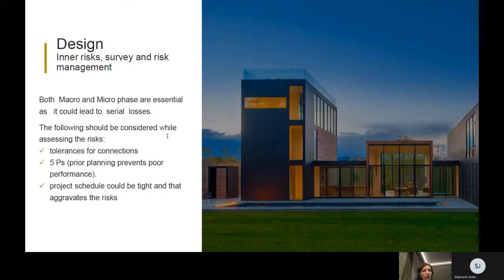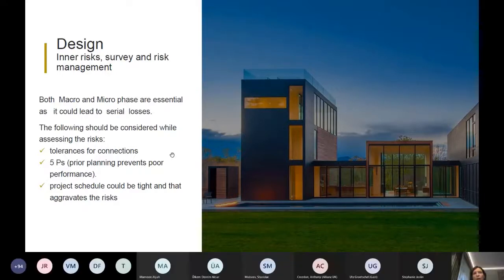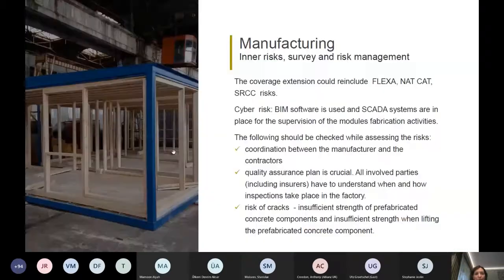And the third issue is project schedule. As we discussed on the previous slide, project schedule could be rather tight, and this aggravates the risk of a lot of DSU coverage, but also of material damage.